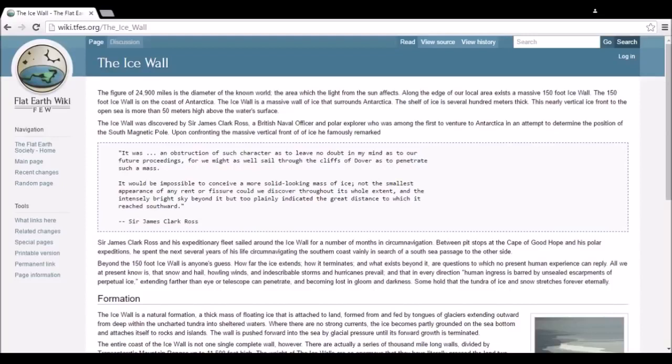Its circumference and figures are 24,900 miles in diameter of the known world. The area which the light of the sun affects, and the shelf of the ice is several hundred meters thick. Along the edge of our local area exists a massive 150-foot wall, the 150-foot ice wall on the coast of Antarctica. And oddly enough, what they've done, ladies and gentlemen, is they've taken the shape of Antarctica and they condensed it down of what we know as Antarctica.